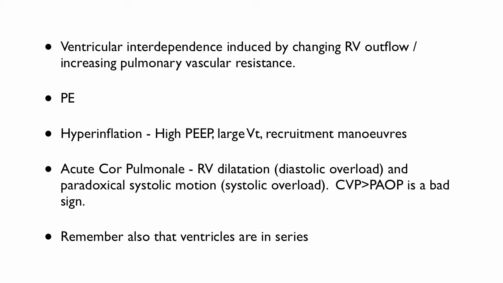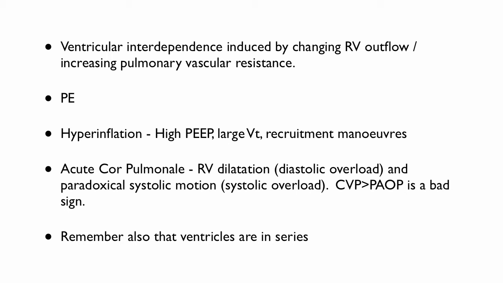So this is an example of acute cor pulmonale, with right ventricular dilatation, particularly in diastole, as a sign of diastolic overload, and paradoxical systolic motion, particularly of the septum, which is a sign of systolic overload. And if you're measuring CVP and pulmonary artery occlusion pressure, if the right-sided pressures are greater than the left side, then that's a bad sign that the right side is failing.